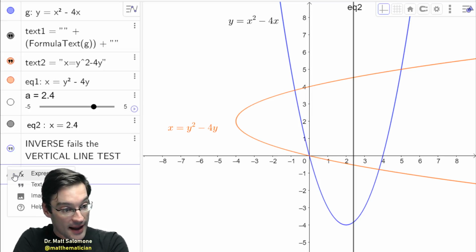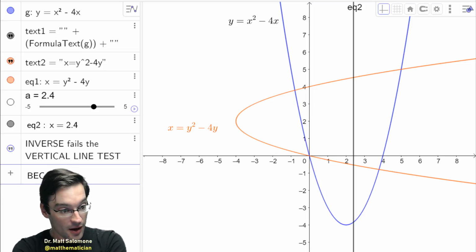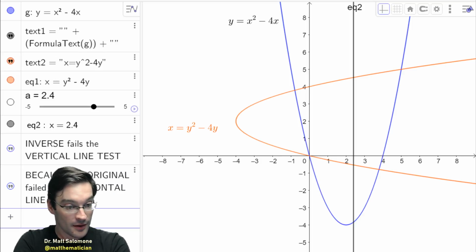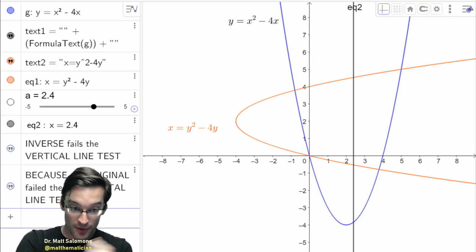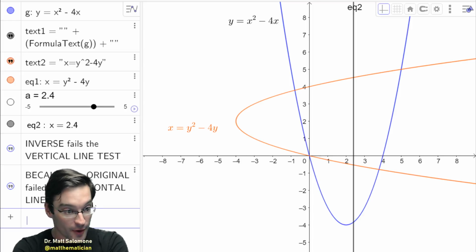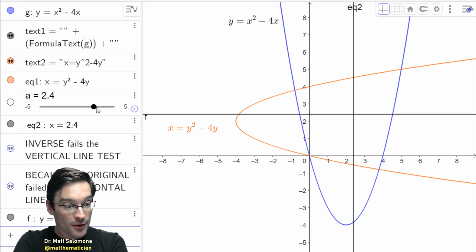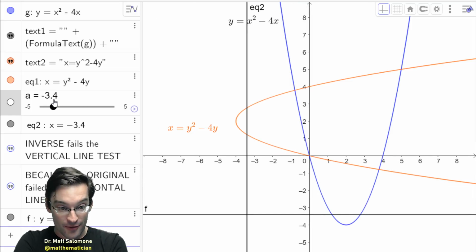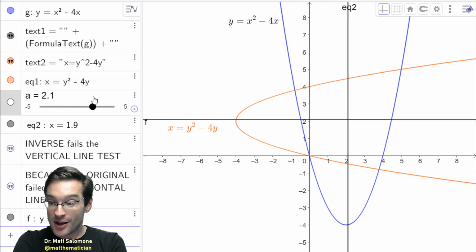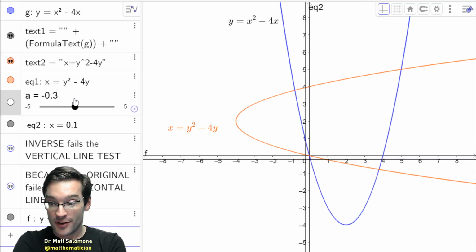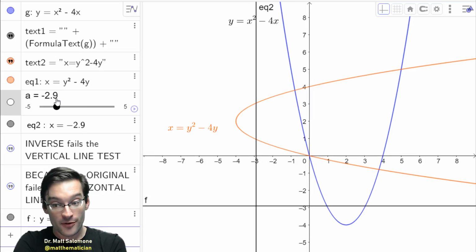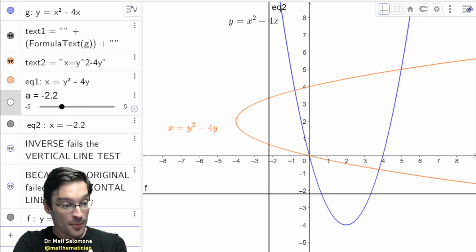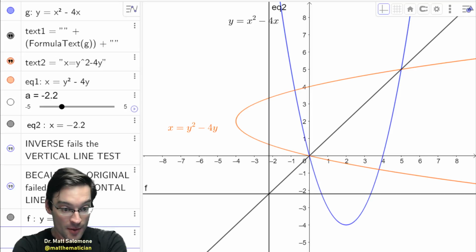But the reason that that happened is because the original failed the horizontal line test, right? My big head is in the way once again. But just to drive this point home, every vertical line that I can draw on the graph of the inverse is the same as a horizontal line that I would have drawn on the graph of the original function, right? Because we've interchanged the roles of x and y. So everything that was horizontal becomes vertical, and everything that was vertical becomes horizontal.